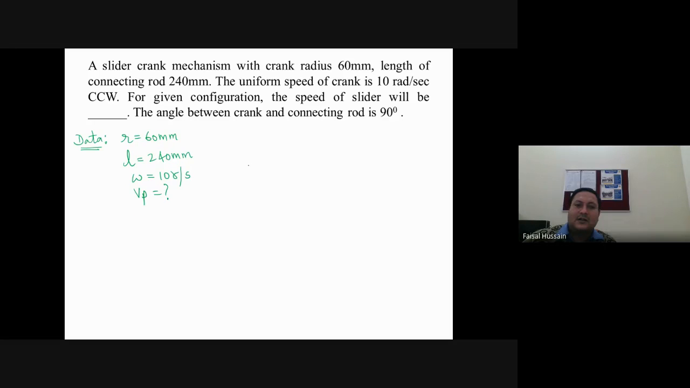So for example, this is your crank, this angle is 90 degree, and this is your slider. This is radius and this is L. This angle is your theta. Now what we have to determine? We have to determine the velocity, speed of the slider, that is your piston.